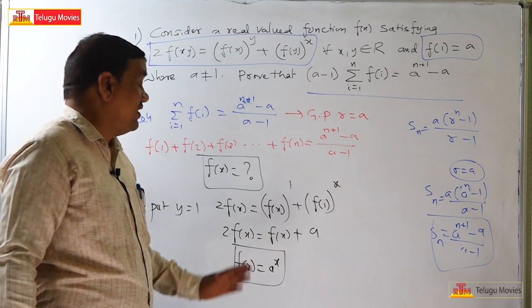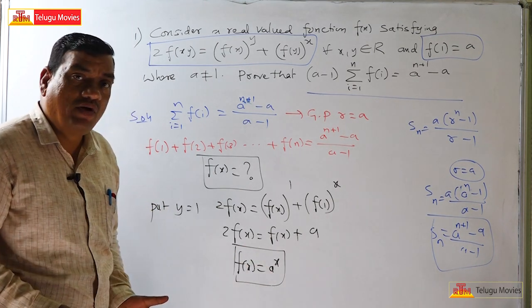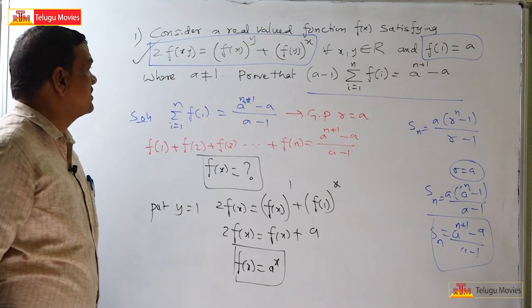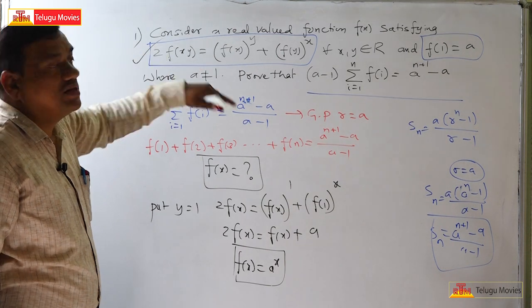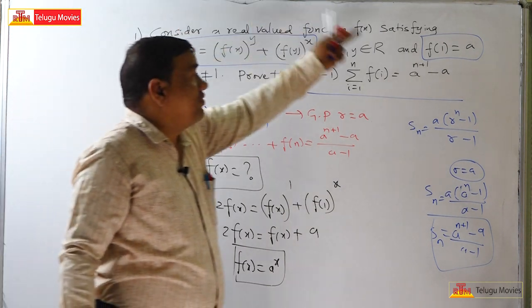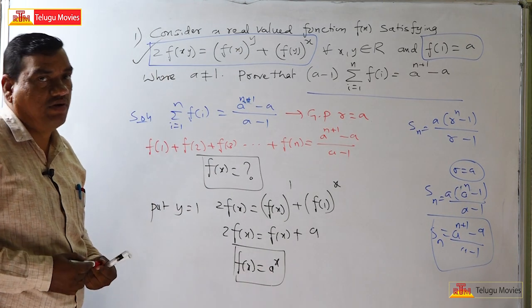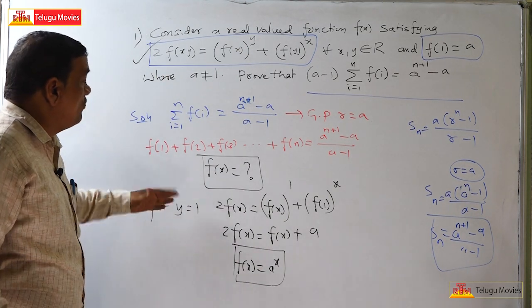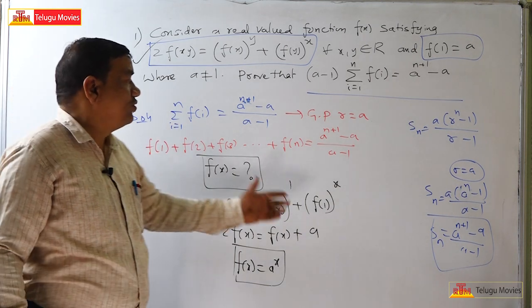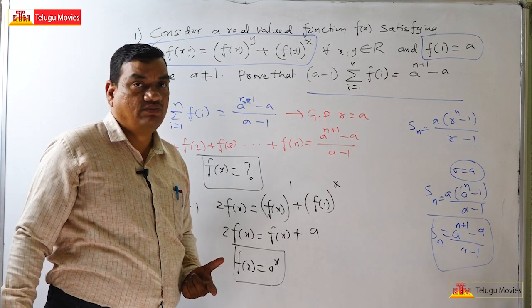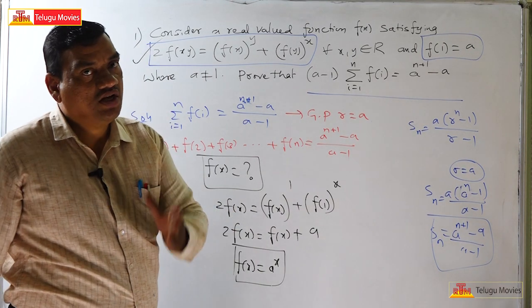So instead of giving f of x is equal to a power x, they gave 2 times f of x comma y is equal to f of x whole power y plus f of y whole power x, with f of 1 equal to a. So the whole meaning is f of x is equal to a power x. Now find f of 1, f of 2, f of 3 and substitute. Let us see whether we will get a power n plus 1 minus a by a minus 1. So let us continue the calculation.